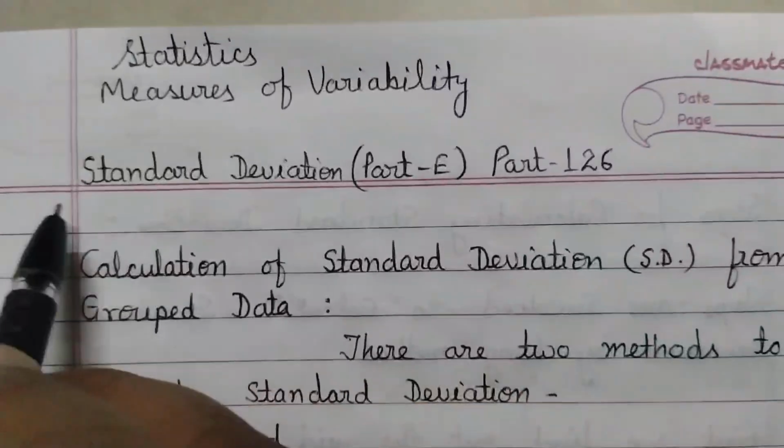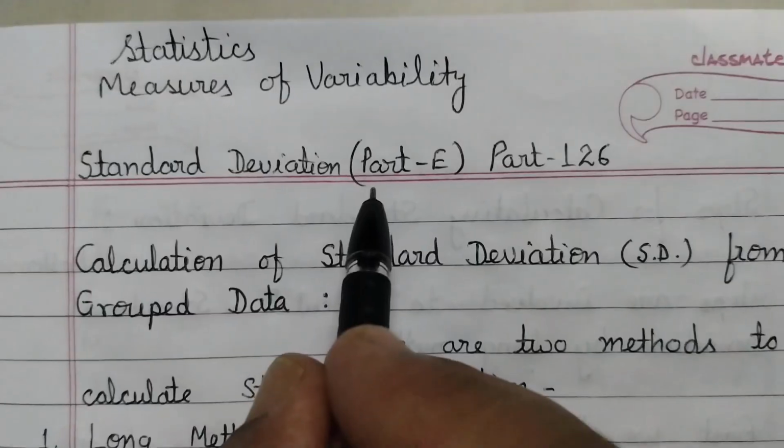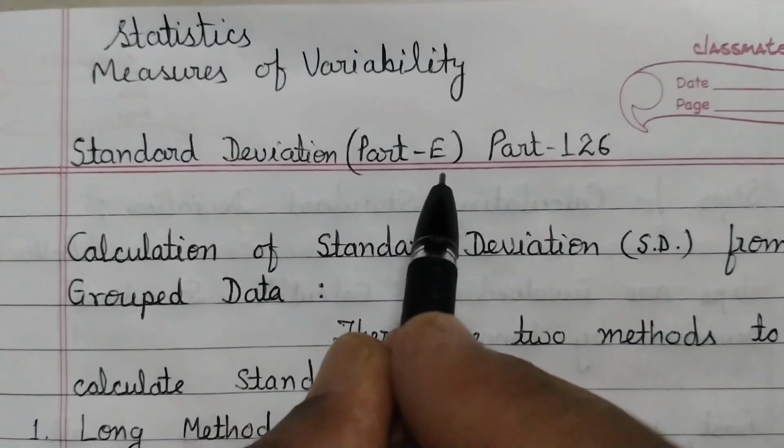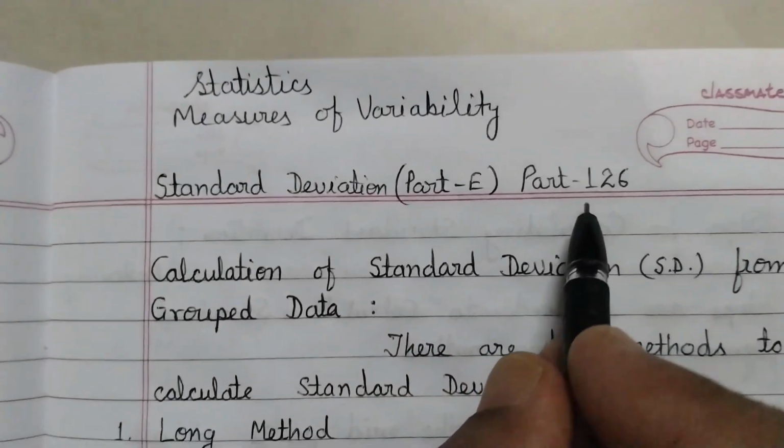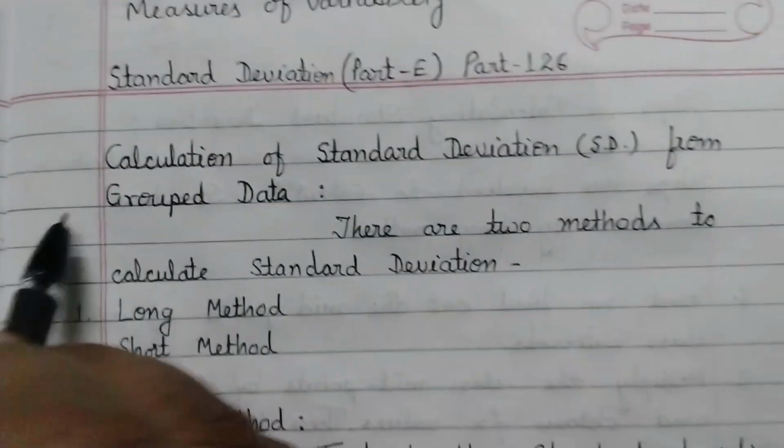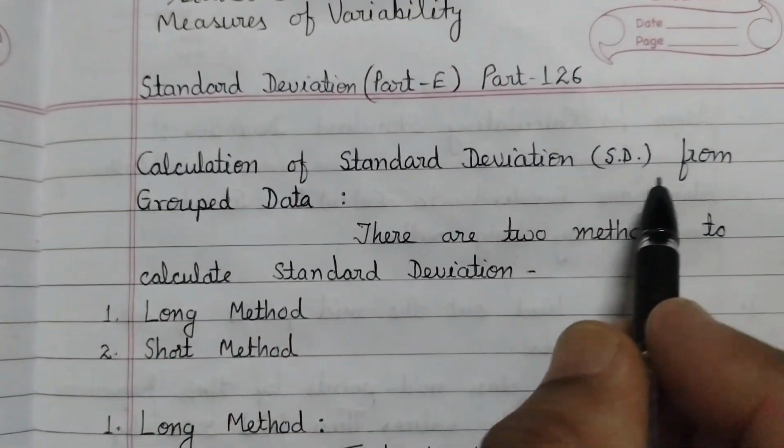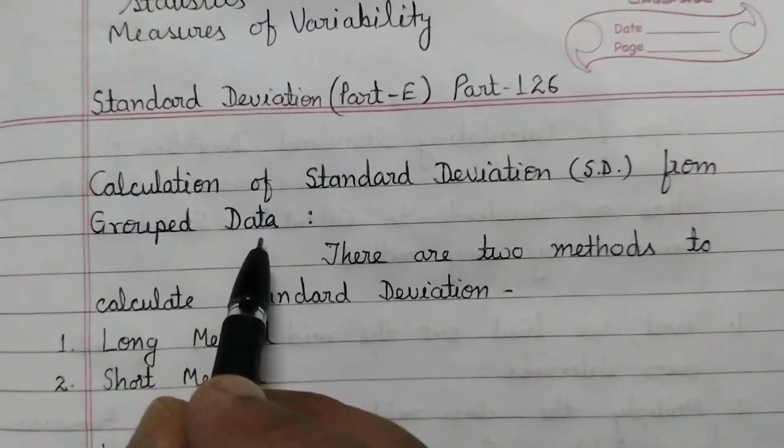In this topic I have covered standard deviation. This is the fifth part, part E. Overall, this is part 126: Calculation of standard deviation (SD) from group data.